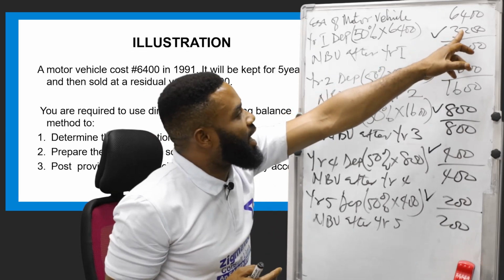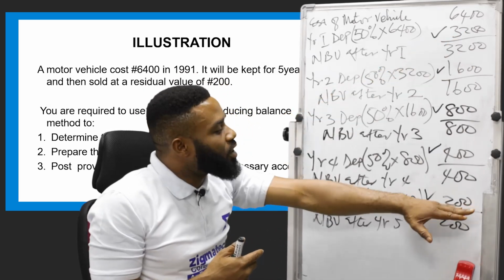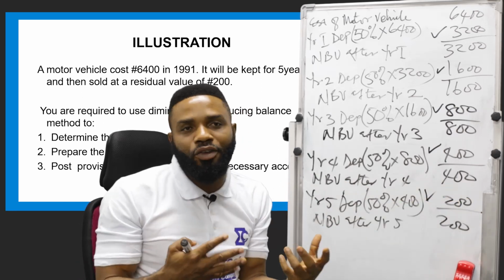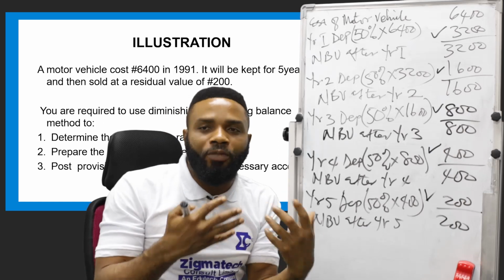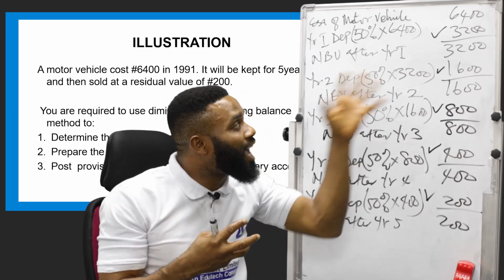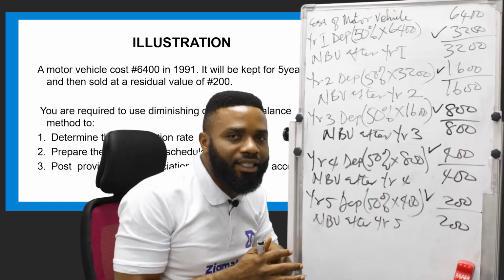You can see that 3,200 is far higher than 200 here, because at this point, the asset has actually lost a whole lot of value. So it will be very, very unprofessional to charge the same amount of depreciation on the asset at this level.